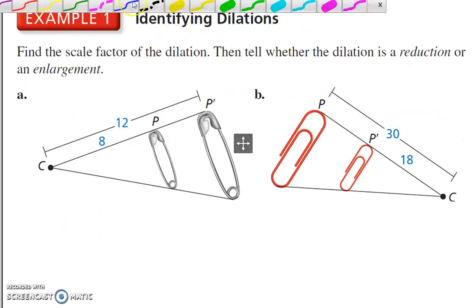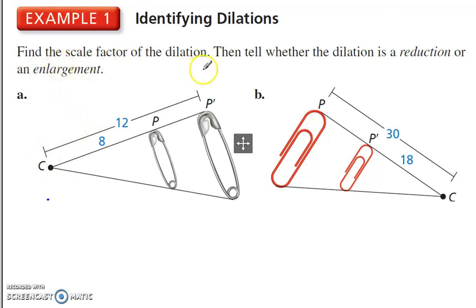I'm not sure how we missed this example, but we'll just go ahead and throw it in. Find the scale factor of the dilation and tell whether it's a reduction or enlargement. All right, so here's P. That means this is the original, this is the new. So obviously it got bigger, so this is an enlargement. And the scale factor is C to P prime, so 12. K is 12 over the original distance, 8. Simplify that. Always simplify your fractions. That's 6 over 4. Can still be simplified to 3 over 2. So the scale factor is 3 over 2.